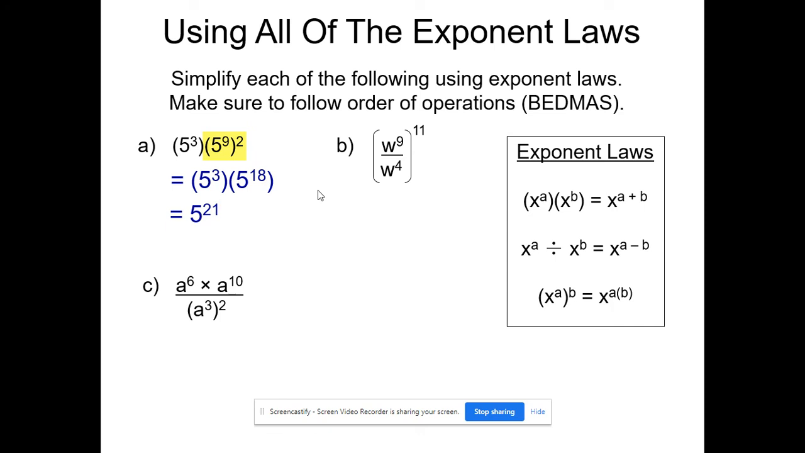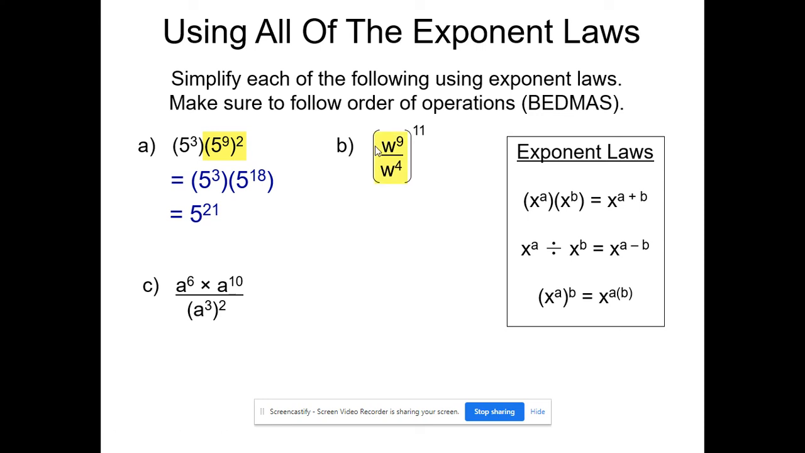In question B, I have a very large bracket, and inside the bracket, I have w to the power of 9 divided by w to the power of 4, and then all of that is to the power of 11. So when I'm working my way through order of operations, if I have brackets and something to do inside the bracket, I will start with that. So here, the w to the 9 and the w to the 4 are inside the bracket, and they are being divided. So since there's something to do inside the bracket, I'm going to start with that.